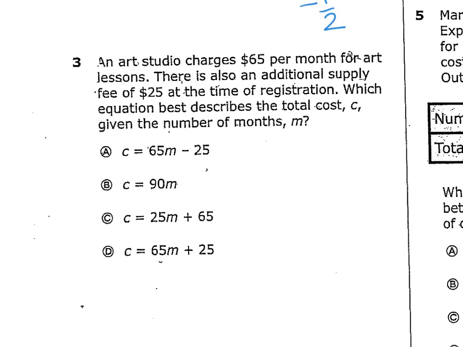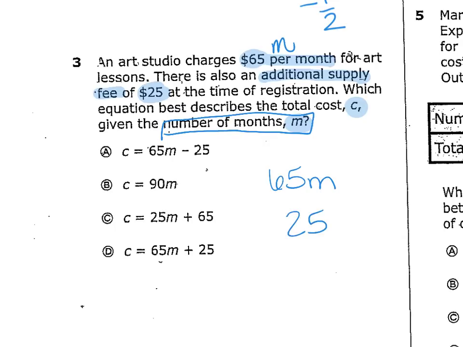Number 3, an art studio charges $65 per month for art lessons. There's also an additional supply fee of $25 at the time of registration. Which equation best describes the total cost given the number of months M? So $65 per month. If the number of months is supposed to be my variable, then that means that's got to go with 65. So 65 M, and there's an additional fee of $25, so that should be by itself. So I'm going to get rid of this, and I'm going to get rid of this. They combine those two numbers.